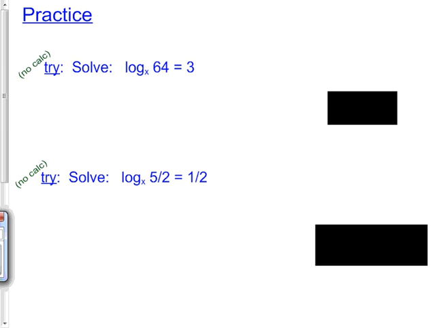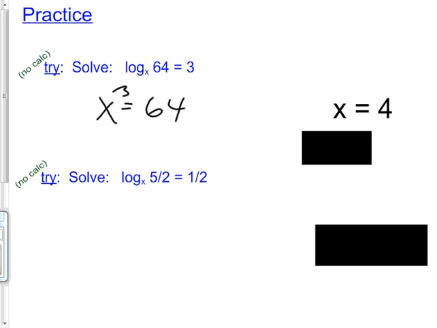Okay, pretty much everybody says they're done. So here we go. X to the third equals 64. Now all I got to do is think, what cubed gives me 64? And the answer is 4. 4 cubed is 64. All right, on to the next one.